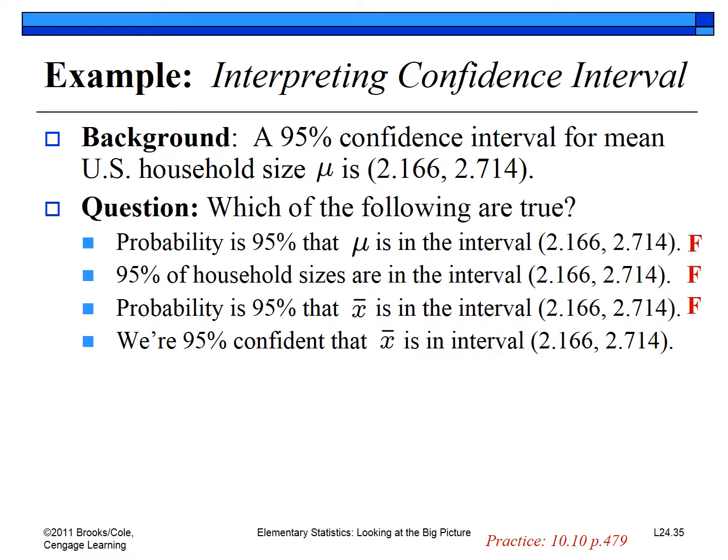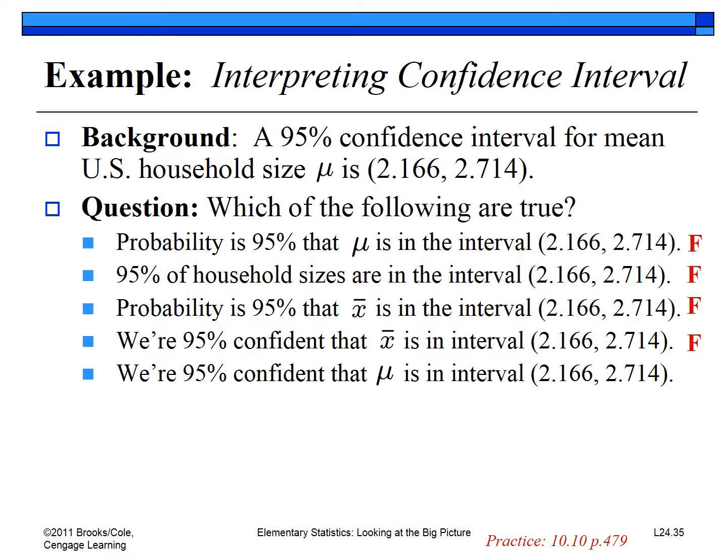We are 95% confident that x bar is in that interval. Well, again, we're talking about x bar. These confidence intervals are for mu. This is false. Remember, x bar has to be in the confidence interval. It's the center.